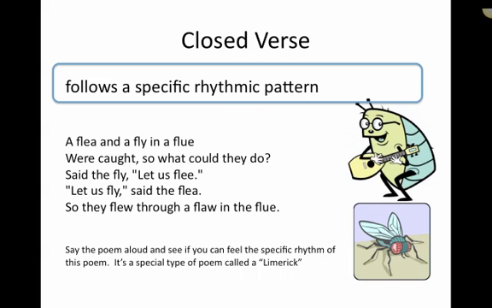Sometimes a limerick starts with this very famous phrase: there once was a man from Nantucket who walked home carrying a bucket, and it will go on and on and on. But that's a very specific pattern that the poet has to stick with in order to be considered closed verse. The poet can't really experiment outside of that pattern, and that's what closed verse is. It's a very specific pattern that the poet follows.